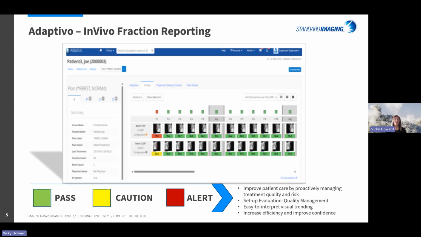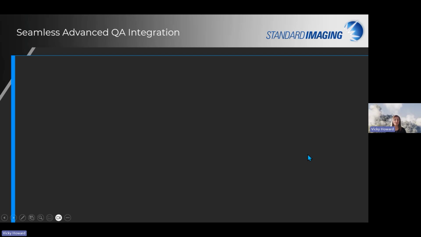You no longer have to be blind to the fact that you did pre-treatment QA and everything looked good, and you're just assuming that setup and delivery was also good. I'll show you a great clinical example where they were able to quickly identify a setup issue and ensure quality as they move forward. Again, all three examples will show you easily interpreted visual trending, so you can see what's happening over time with your patients. And all of this allows you to increase efficiency and improve confidence in your deliveries every single day.